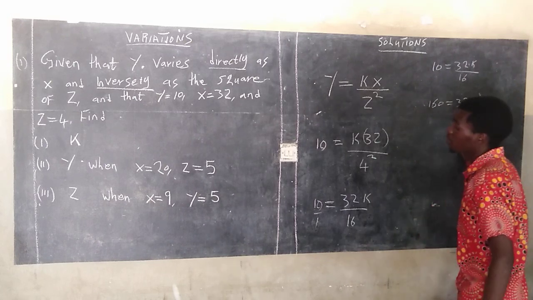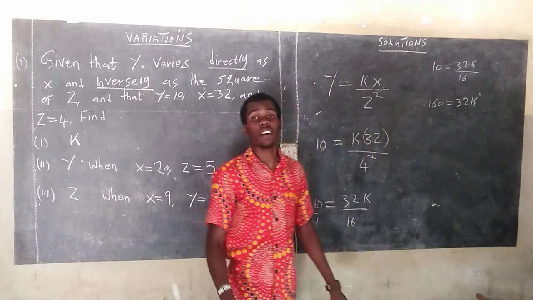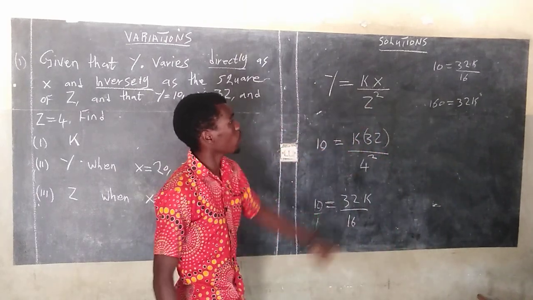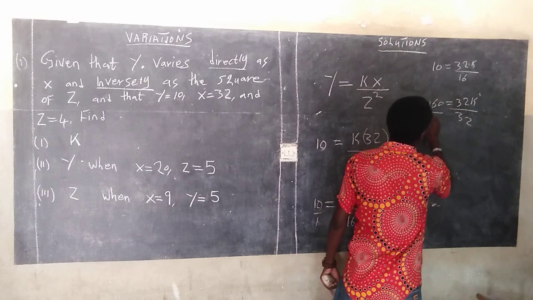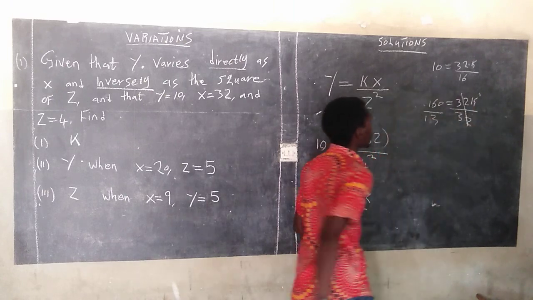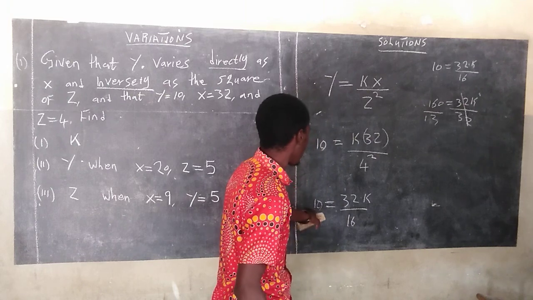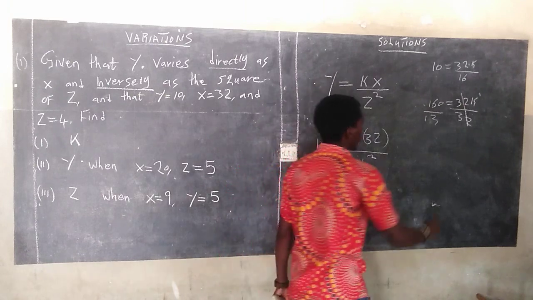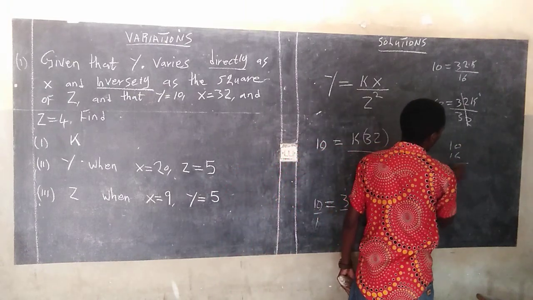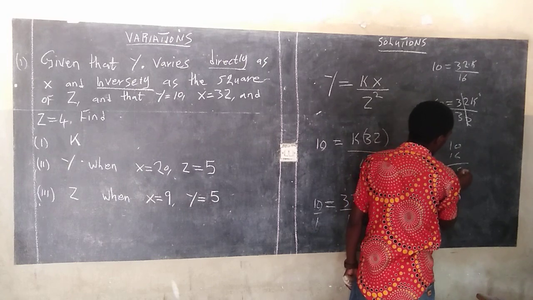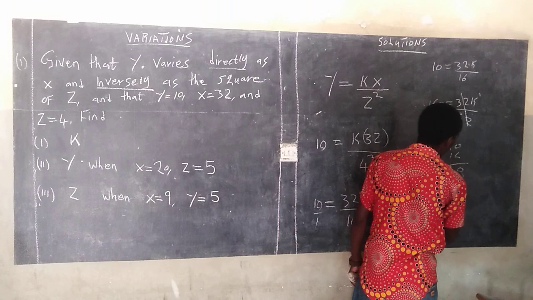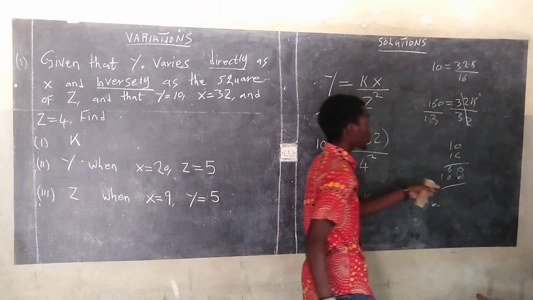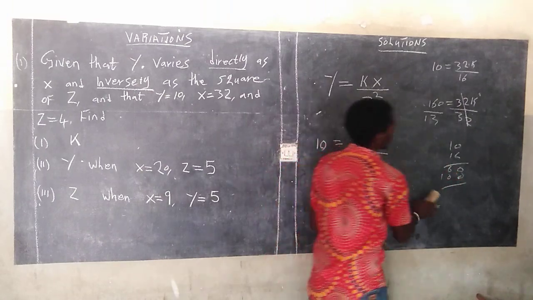We are finding the value of k now. So what's going to happen? I'm going to divide both sides by 32, and this and this are going to go. Let me check: what is 10 times 16? Here I'm going to have a 0, then a 6, and a 1. Yes, I'm correct, so it's 160.